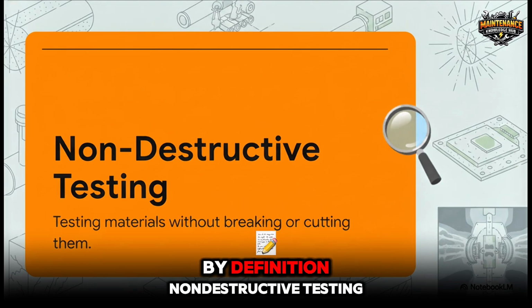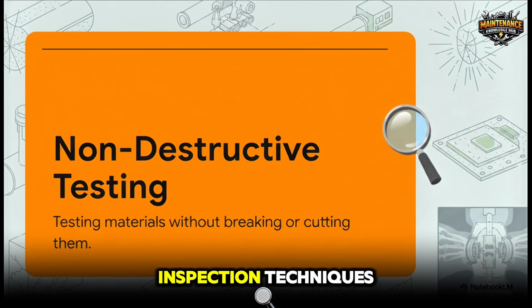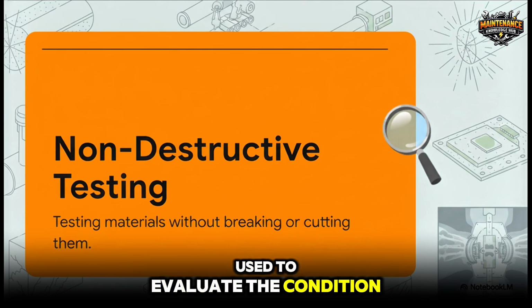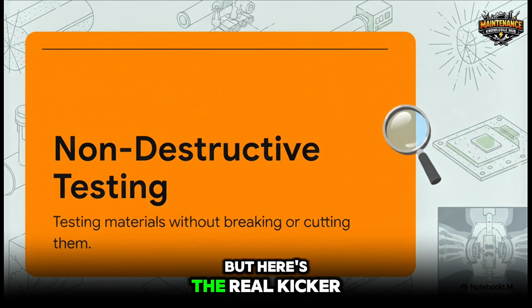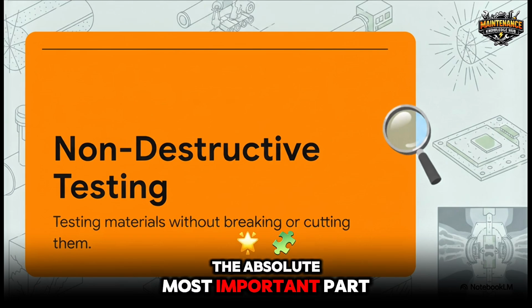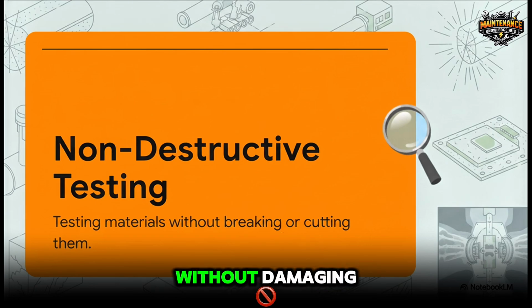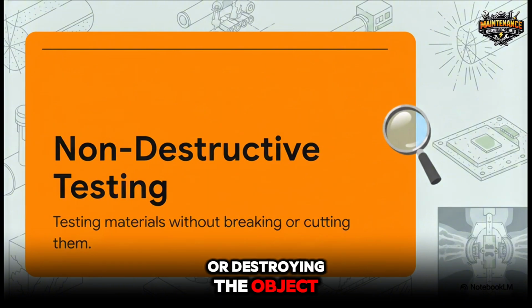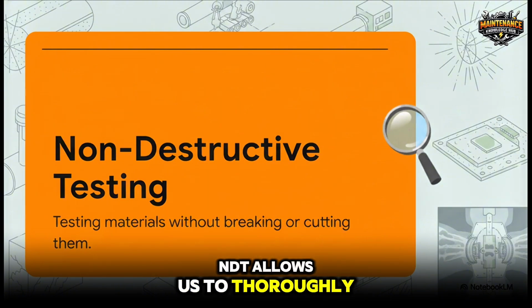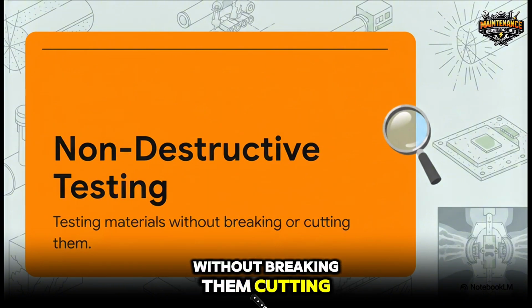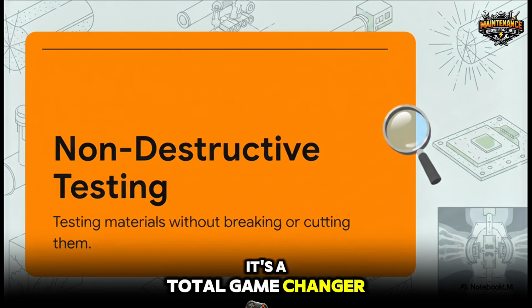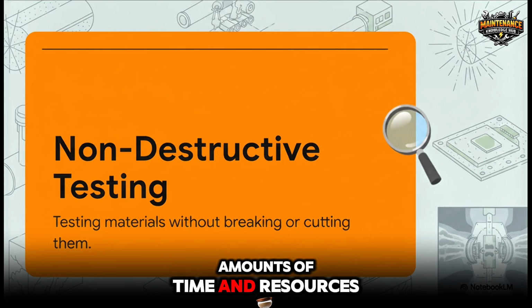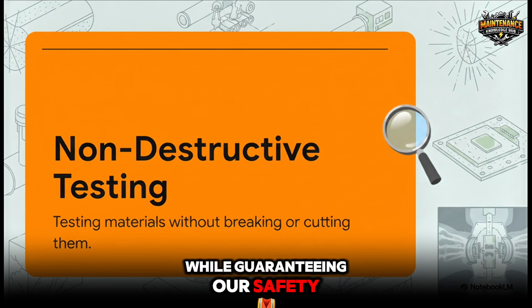By definition, non-destructive testing is a group of inspection techniques used to evaluate the condition, quality, or overall integrity of a material or structure. But here's the real kicker, the absolute most important part. They do all of this without damaging or destroying the object. NDT allows us to thoroughly test materials without breaking them, cutting them open, or permanently altering them in any way. It's a total game changer because it saves massive amounts of time and resources while guaranteeing our safety.